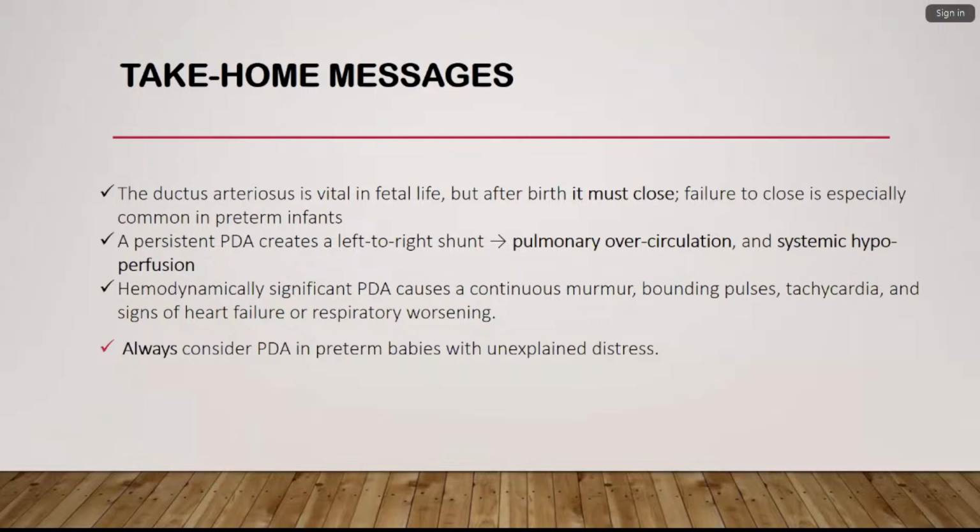So there are some take-home messages. The ductus arteriosus is vital in fetal life, but after birth, it must close. Failure to close is especially seen in preterm infants. A persistent PDA creates a left to right shunt, which causes pulmonary overcirculation and systemic hypoperfusion. Hemodynamic significance, as we have discussed, is seen as continuous murmur, bounding pulses, tachycardia, and signs of heart failure. And always consider PDA in a preterm baby with unexplained distress.